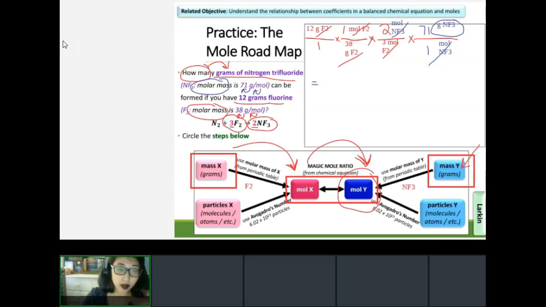Awesome. So let's go ahead and just multiply this out. This is just easy multiplying across. So on the top, I have 12 times 1 times 2 times 71. And on the bottom, I should have 1 times 38 times 3 times 1. What do I get on the top? Tell me in the chat.